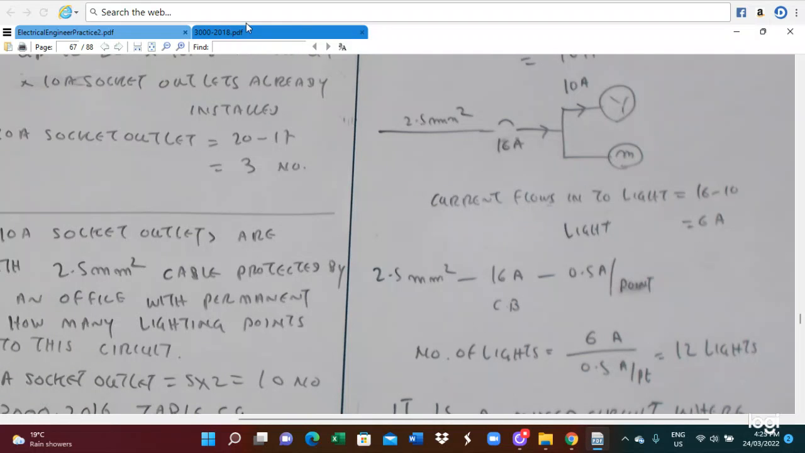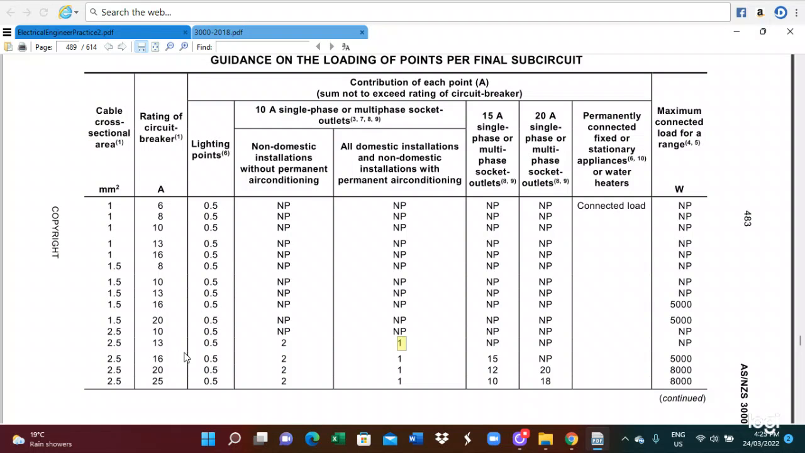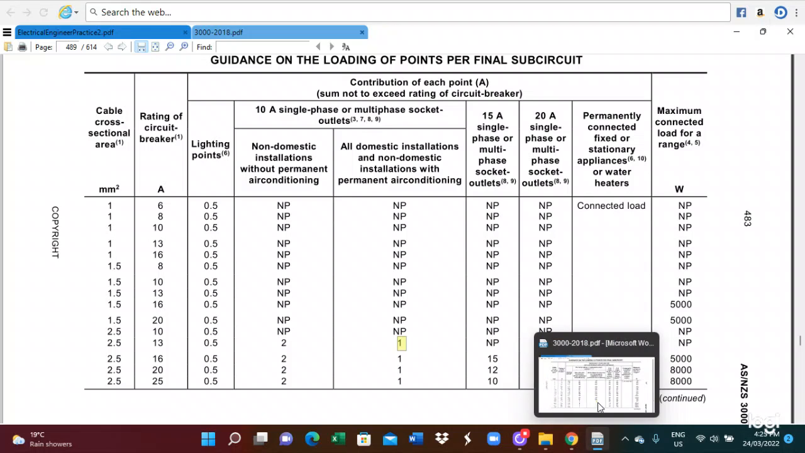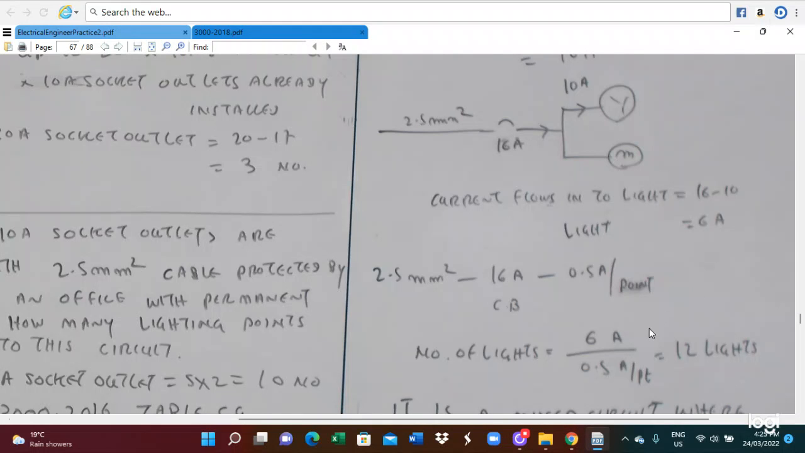The lighting point is 0.5 ampere per point, so every point draws 0.5. The total current available is 6 ampere. So 6 divided by 0.5 gives 12 lights. So you can add another 12 lights. This is the way we calculate it.